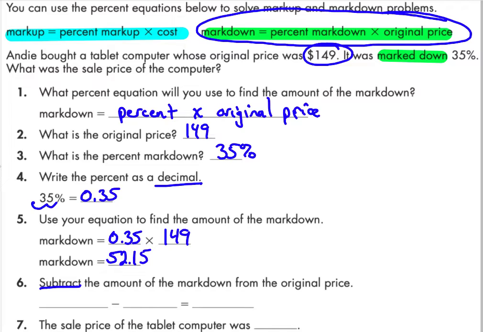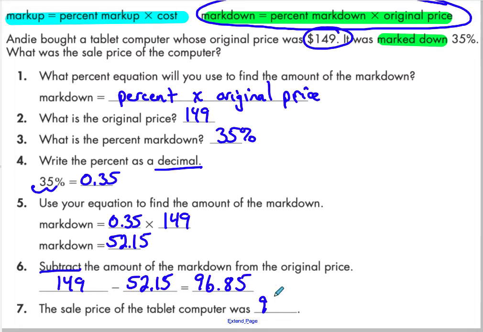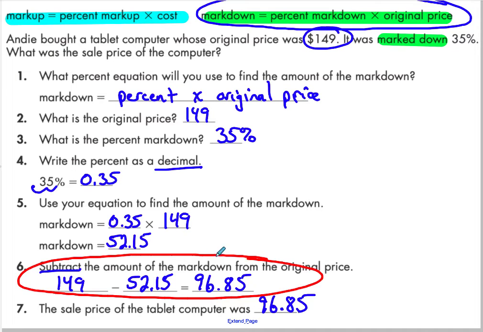Since it's a markdown, we're going to subtract. So we take the original price, $149, minus the $52.15, and we get a price of $96.85. That's going to be the sale price of our item. This one worked you through step by step. Once you get the hang of it, what we really want to see is the work down here, after you've done this calculation. These two steps are the ones we really want to see, but this helps you see step by step how to work your way through that process.